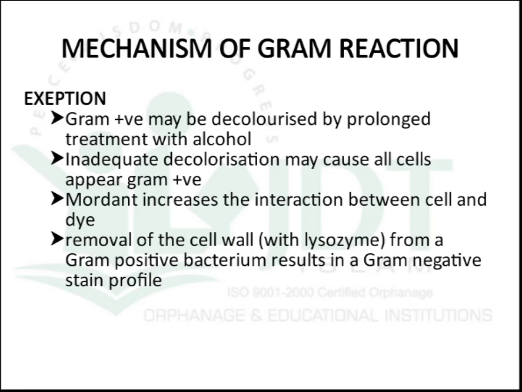So there are some exceptions. If we decolorize for a prolonged time, even gram-positive bacteria may show the gram-negative result. Inadequate decolorization may cause all the cells to appear gram-positive. So if we reduce the time of treating with the decolorizing agent, even gram-negative bacteria will show a gram-positive result. The mordant also increases the interaction between the cell and dye. Removal of the cell wall with lysozyme from gram-positive bacteria results in a gram-negative staining profile.